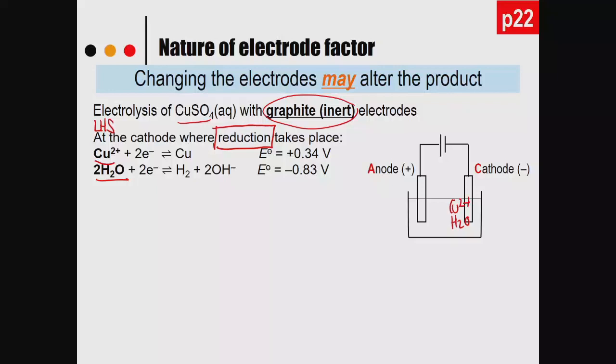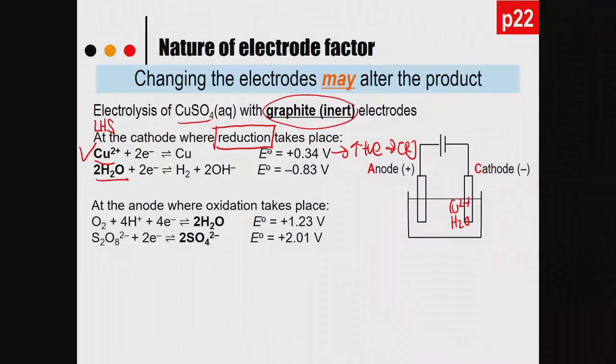And which one will be discharged? Remember, we look at the E0 value. For reduction, I need to look for the one that is more positive. Copper(II) has a more positive E0 value, therefore it will undergo reduction. You can put a tick to tell yourself that copper(II) is the one that is reduced at the cathode. How about at the anode?